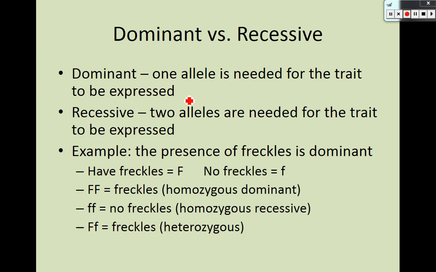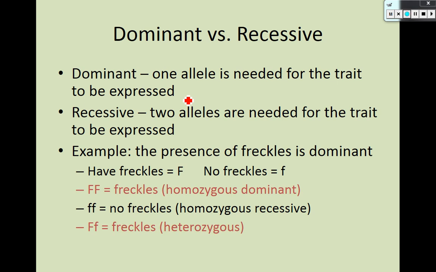And then you could obviously be big F little f, and as we've talked a lot, you would still have freckles, but we call that heterozygous. Hetero means different. And so your zygotes were carrying different genes. One was carrying a dominant gene, one was carrying a recessive gene. And so that's heterozygous.